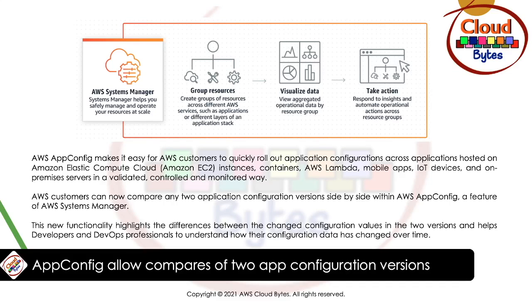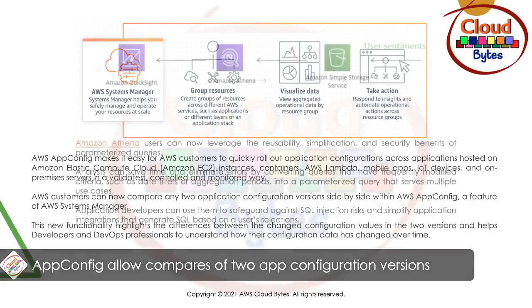With this launch, customers who store configuration data as AWS AppConfig hosted configurations or retrieve their existing configuration from Amazon S3 and Systems Manager documents can easily compare any two versions of a configuration within the management console. Moving on to the next news headlines.